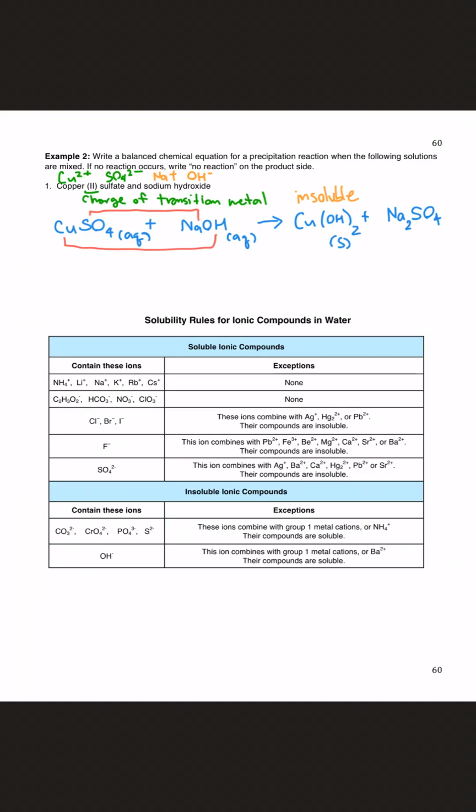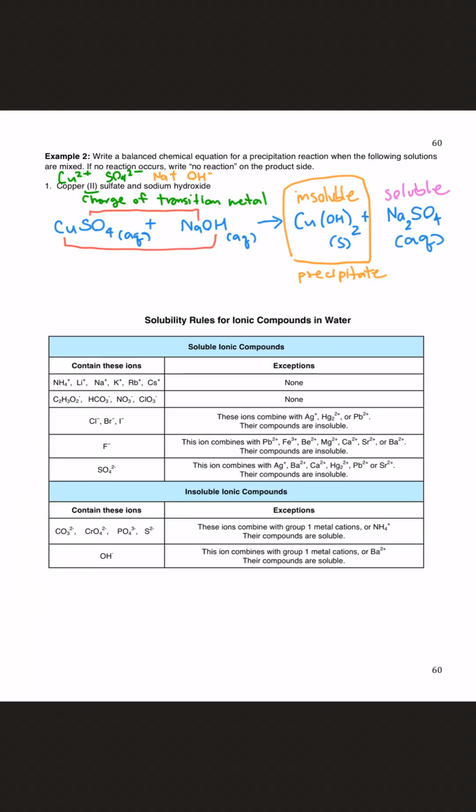Next, for sodium sulfate, sodium compounds are generally soluble, and there is no exception. Therefore, sodium sulfate would be soluble. For a soluble ionic compound, we are going to use the physical state of aqueous because it's dissolved in water and forms an aqueous solution. And the insoluble ionic compound, which is the solid, is what we call the precipitate. This means that when you mix copper sulfate together with sodium hydroxide, you are going to observe copper hydroxide form as a solid during the reaction. And this is an example of a precipitation reaction.